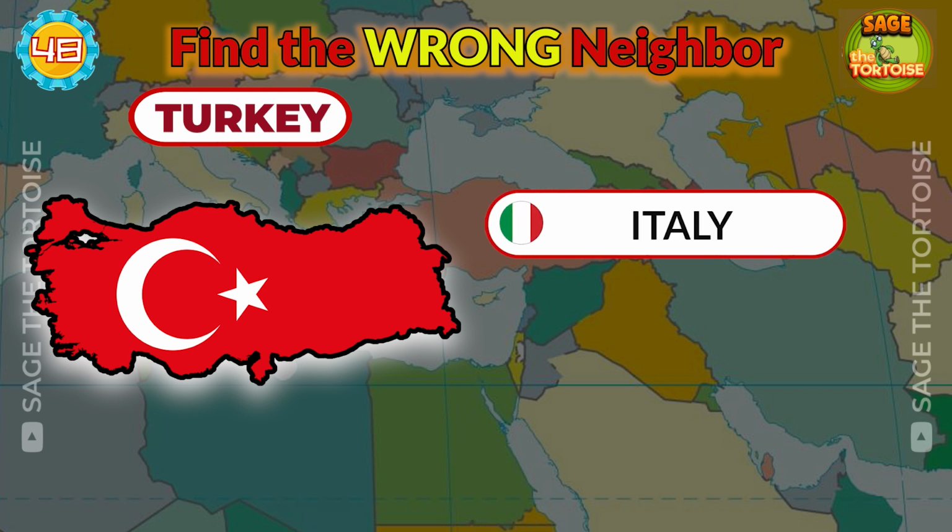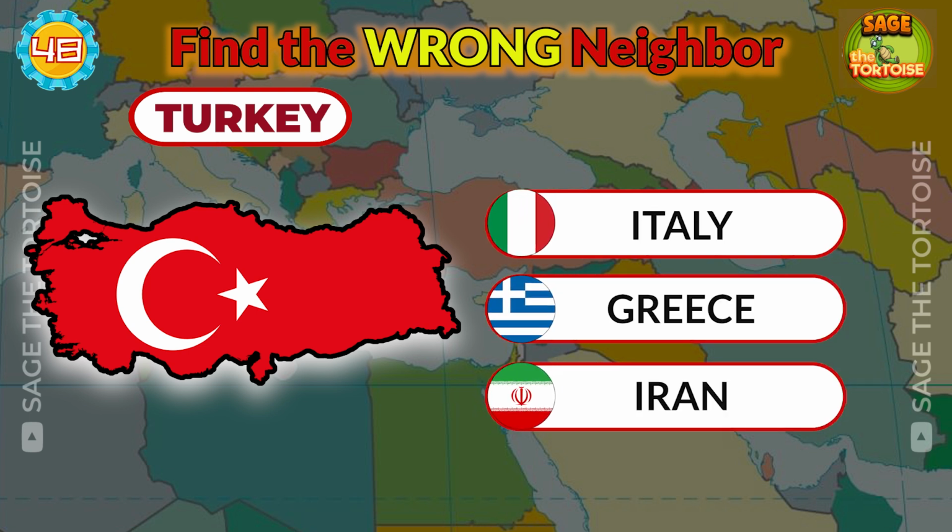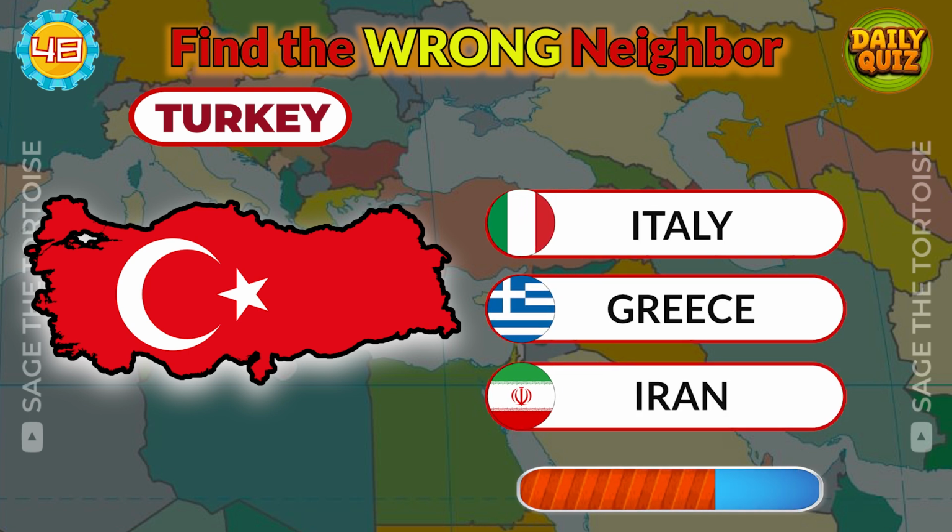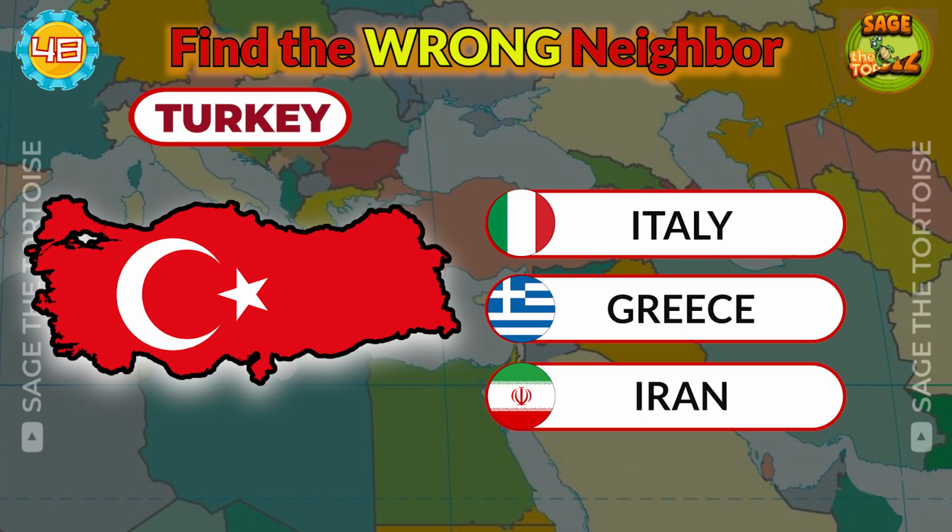Turkey borders Italy, Greece, and Iran. Which one is wrong? The answer is Italy.